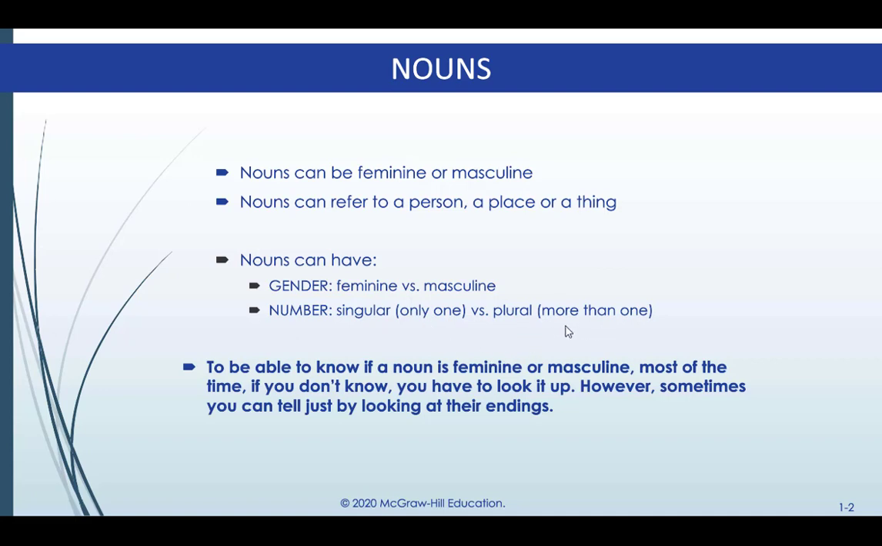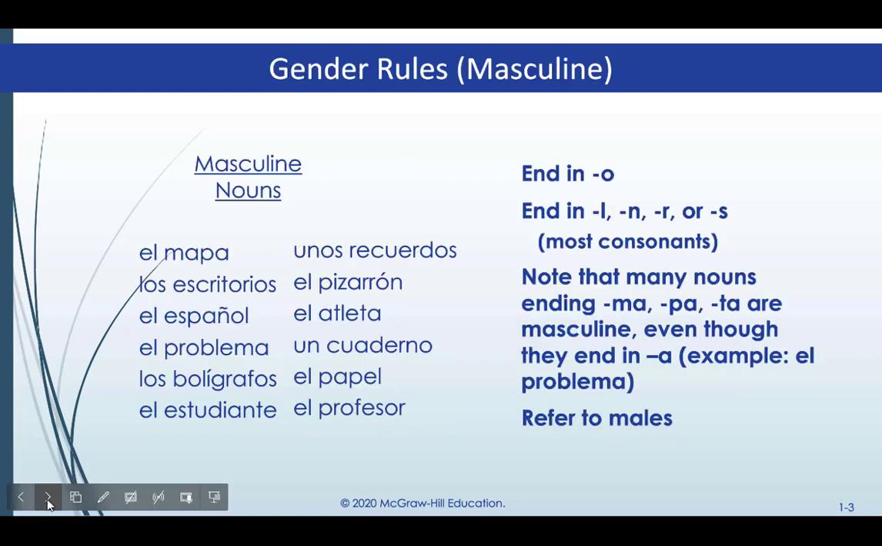one. Now, to be able to know if a noun is feminine or masculine, most of the time, if you don't know, you're going to have to look it up in a dictionary or in our textbook. But sometimes you can just tell by looking at their endings. So, how do we do this? Let's see. So, the masculine nouns, you can see some of them here.